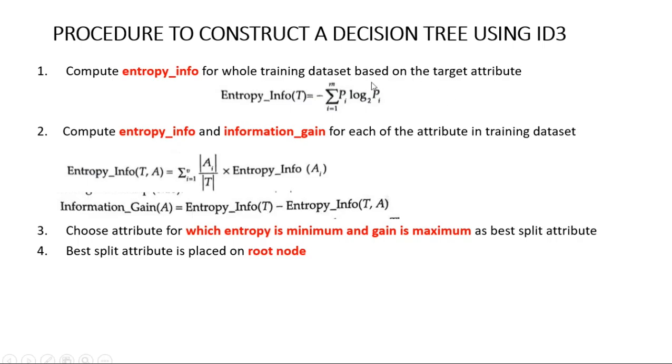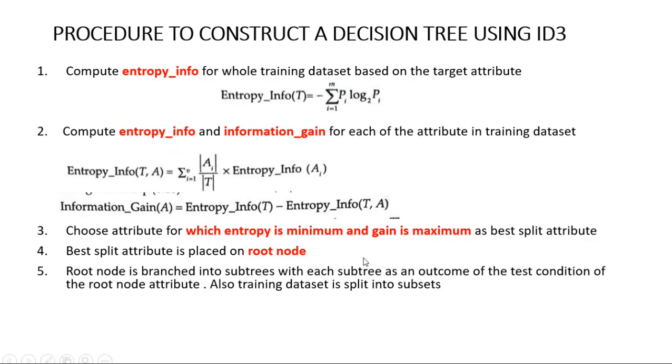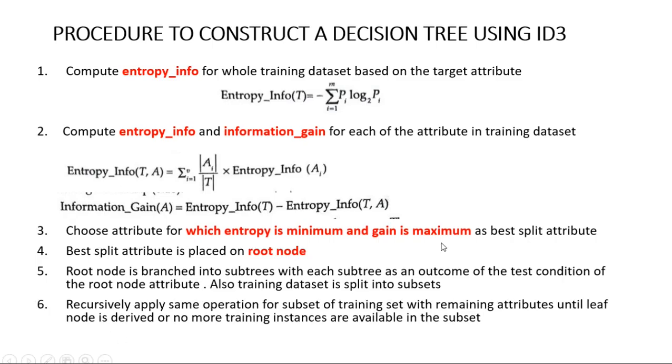Find out the entropy information for the total training data set, find out the entropy information and information gain for each attribute, and whichever attribute has the most minimum entropy or the most maximum gain, that attribute you choose as your root node. Next, you split the root node into subtrees, right, based upon the outcome of the test condition. So go on now splitting the nodes. Now this will be a recursive process.